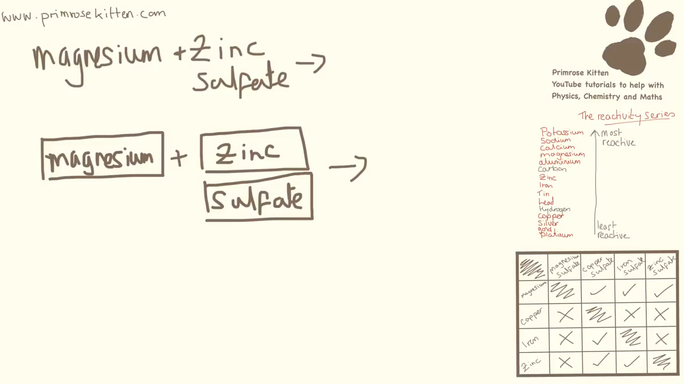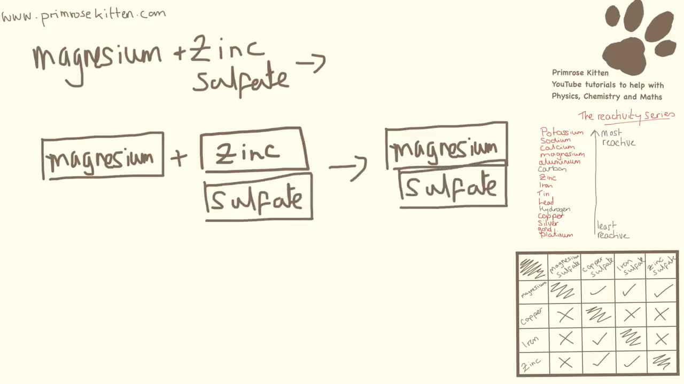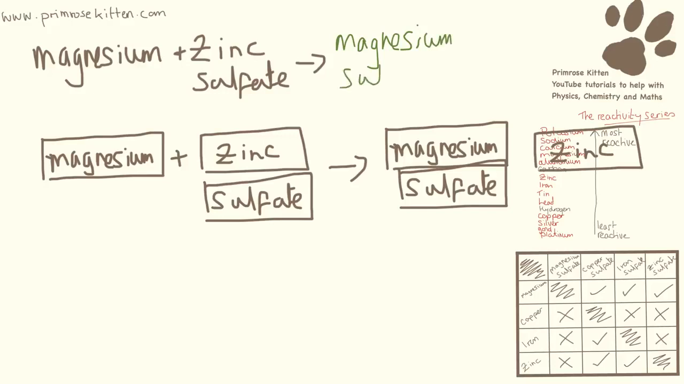Again, here we have magnesium and zinc sulfate, and what the magnesium is going to do is to take the sulfate away from the zinc, and the zinc will be left on its own. So we will end up with magnesium sulfate and zinc.